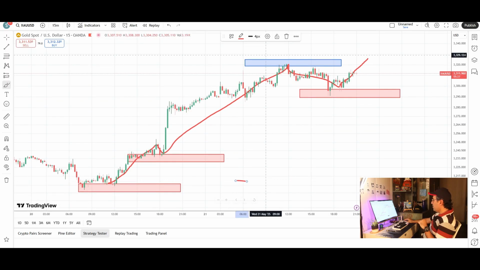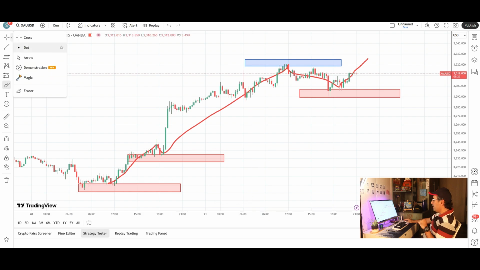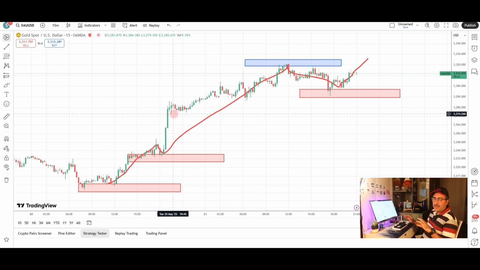So if you are starting to trade, if you're interested in trading, and you want to make money in the forex market, then you need to understand the support and the resistance, how it works. I've given you the easiest way to make the support and resistance on any time frame, on any pair.